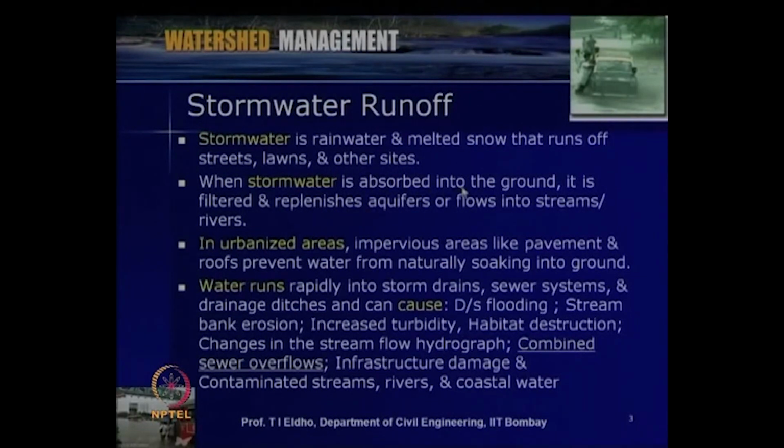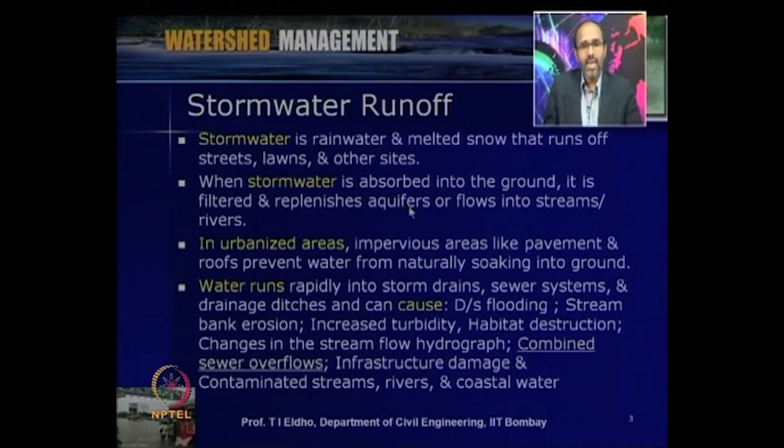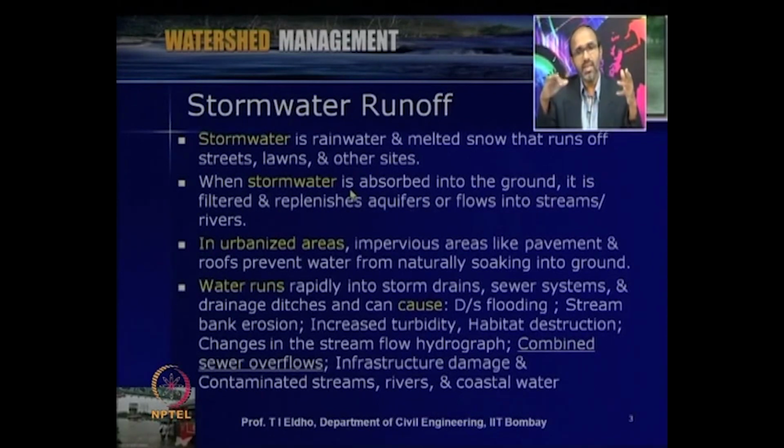When stormwater is absorbed into the ground, wherever infiltration takes place, it is filtered and replenishes the aquifers, or flows into streams and rivers. So, the stormwater can either be recharged to the aquifer systems through the infiltration process, or it can simply flow through the drainage systems to the streams and rivers. Both ways are possible, but we want, as much as possible, for it to infiltrate down, so that it replenishes the aquifer system and we can use it for future purposes by pumping out the water from the aquifer systems.